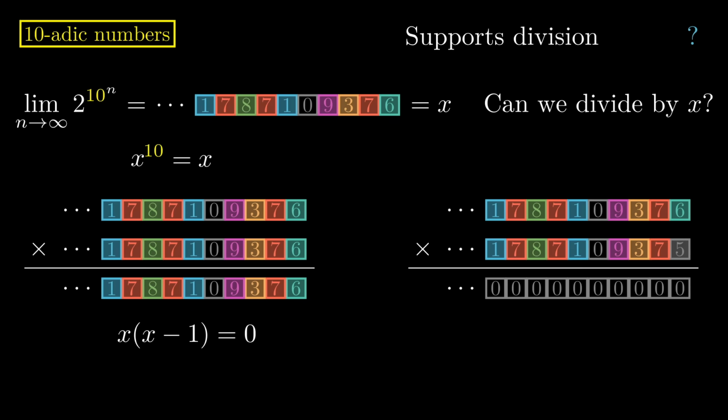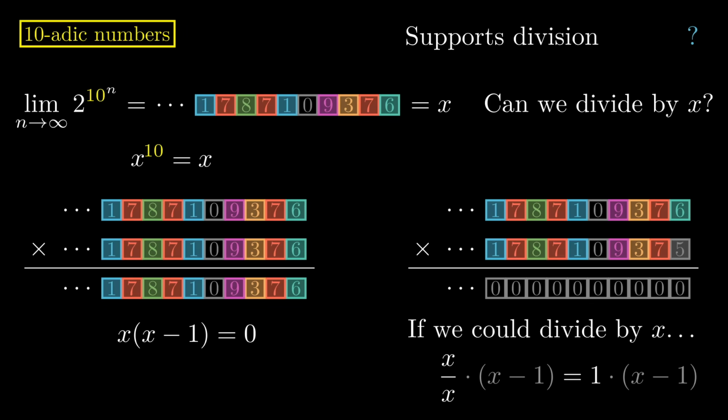And here's where things really fall apart. If we could divide by x, then x divided by x would be 1. But then multiplying both sides by x minus 1 implies that x equals 1, which it's not. So we can't divide by x because doing so results in a contradiction. What we've just seen is that there are certain 10-adic numbers that we can't divide by even though they're not 0. So the 10-adic numbers, not such a great place to live.